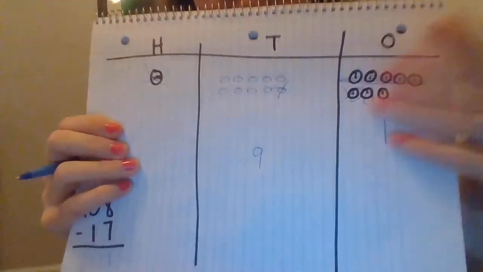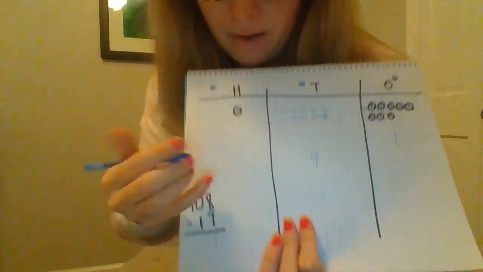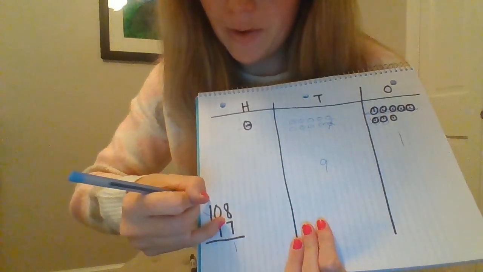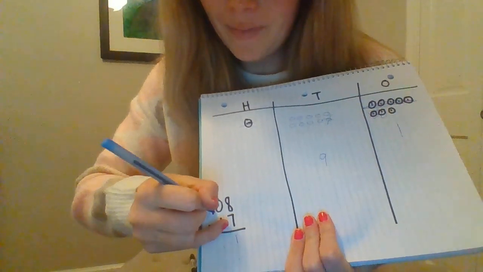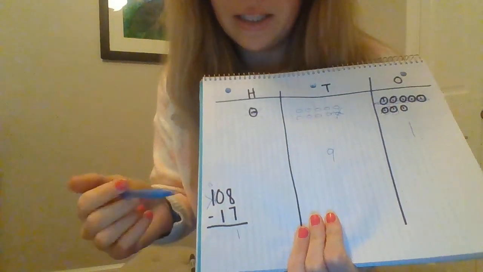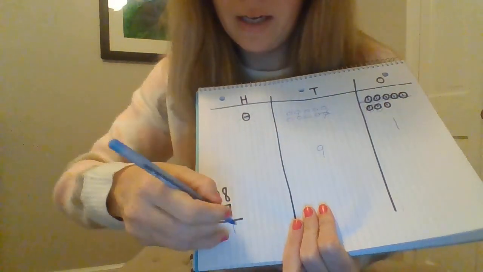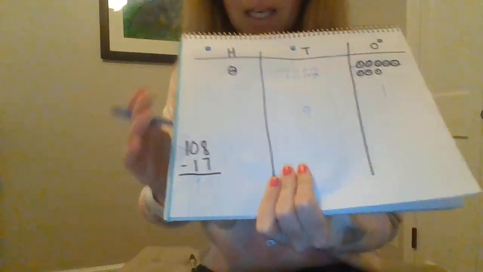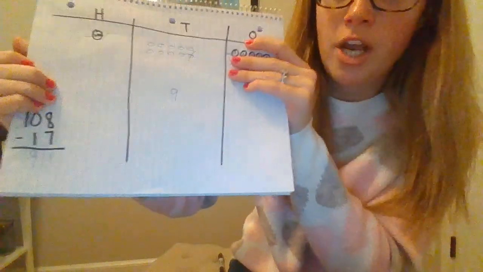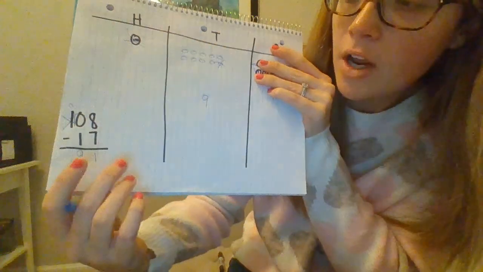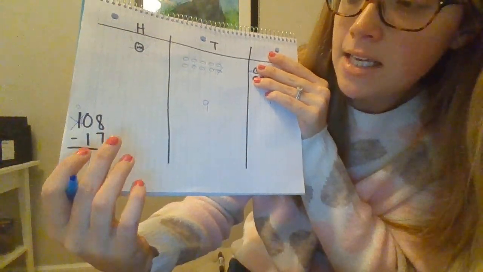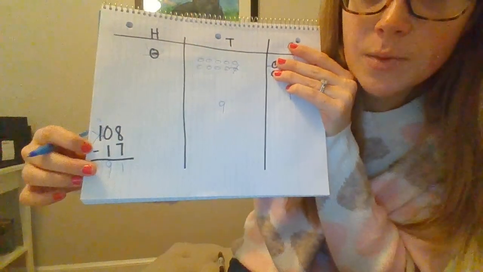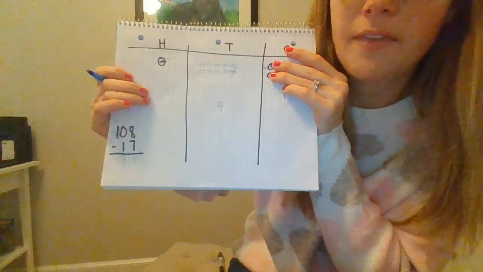I unbundled my 100, which left me with none, and that became 10 10s. 10 minus 1 is 9. I want you to go ahead and check that using addition to make sure that 91 plus 7 is in fact 108, so we can make sure we got that correct.